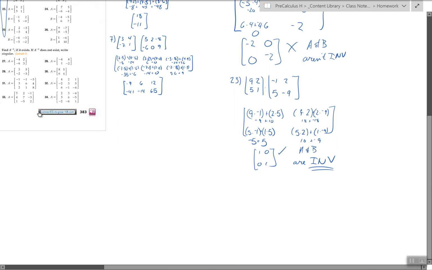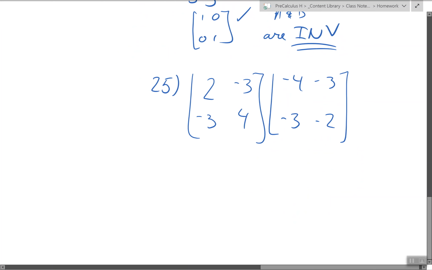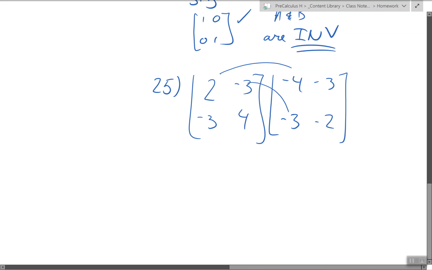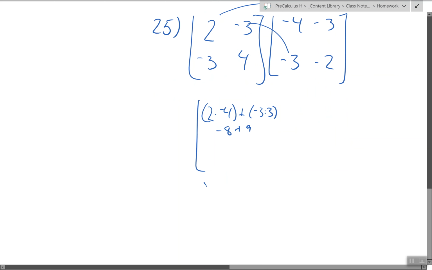Okay, so we've got one more here on this homework, number 25. So we've got 2, -3, -3, 4, multiplying -4, -3, -3, -2. Okay, so this one, there's a chance. Let's see what happens with the first set of multiplication here. So we've got 2 times -4 and -3 times 3. So we're off to a good start because that's going to be -8 plus +9, which will give us the 1 we need.